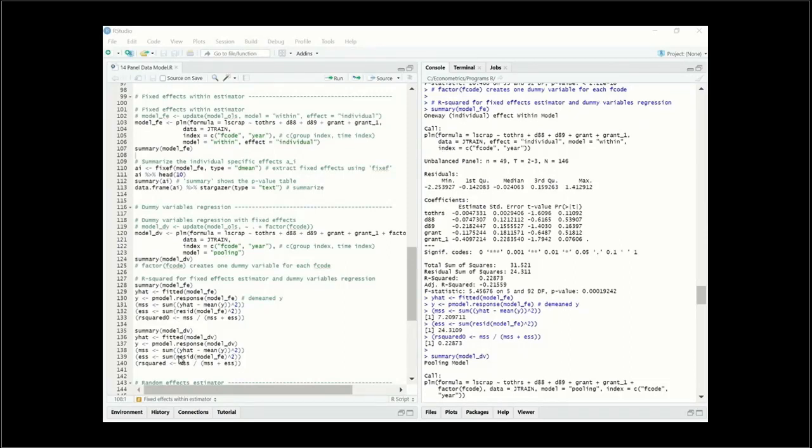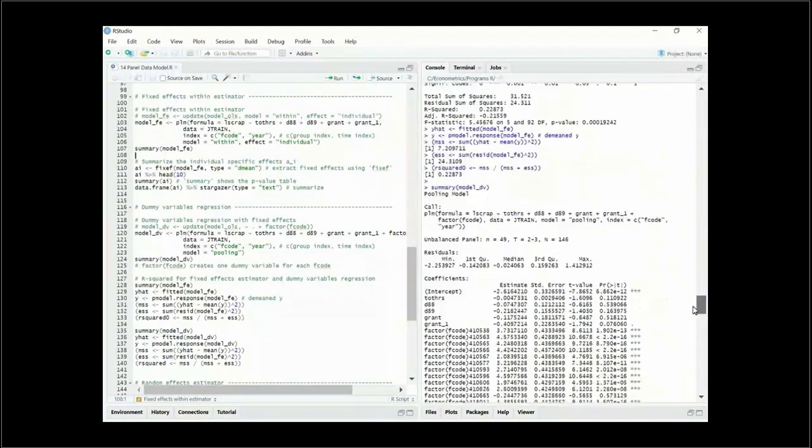And then for the sum of squares of the residuals, we're going to be picking up the residuals from this model, squaring them, summing them. That's going to be the sum of squared residuals. And the R square, of course, would be equal to the model sum of squares divided by the model sum of squares and the residual sum of squares. So these are the results that we would see here.